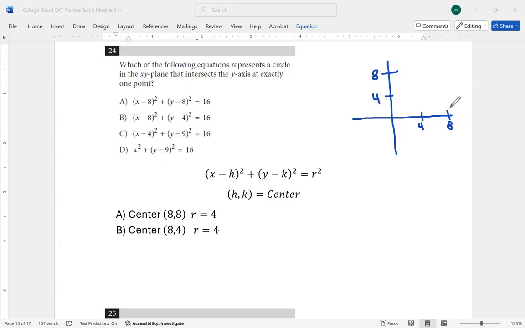So think of it this way. 8, 4 would be this point. If we are radius 4, then the most left I can go is down to an x value of 4. This would touch the x-axis, but it does not touch the y-axis. So option B does not work either.